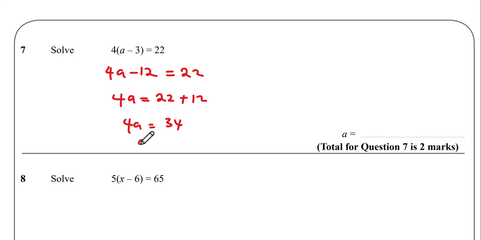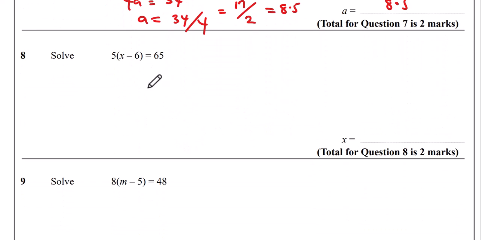So a will be 34 divided by 4. And of course, you need to cancel down. So 2 into 34 is 17. And 2 into 4 is 2. I think that's going to be 8.5. So that's 8.5.